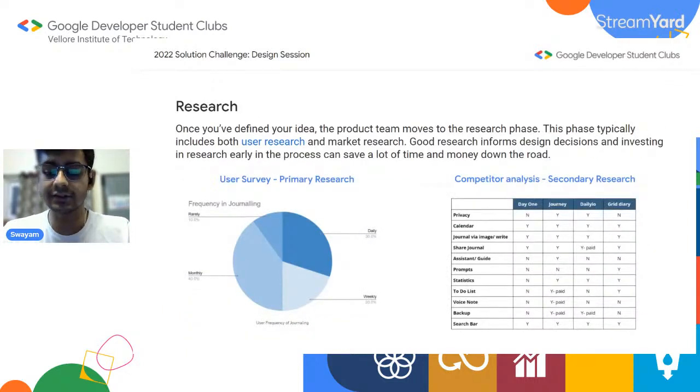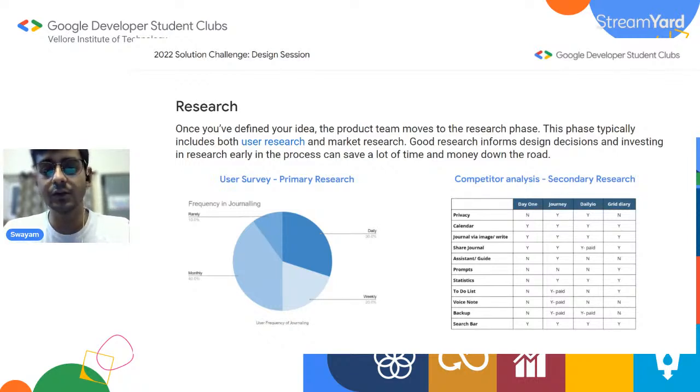Now comes the research phase. Once the idea is completely defined, the product team moves to the research phase. This phase basically includes both user research and market research. Good research informs design decisions, and investing in research early on in the process can save a lot of money and time down the road.